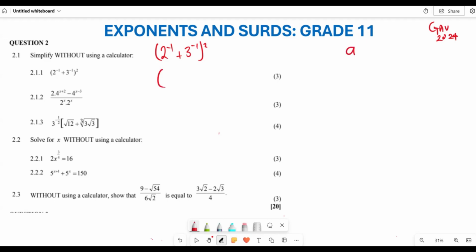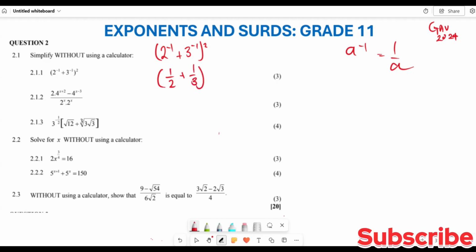Remember, when you have a to the power of negative 1, this is the same as 1 over a. The same is true here. This is going to be 1 over 2 plus 1 over 3, all squared. Are we all fine? After that, what are you going to do? Remember they said without using a calculator. These are fractions, so to add these, what are you going to do?